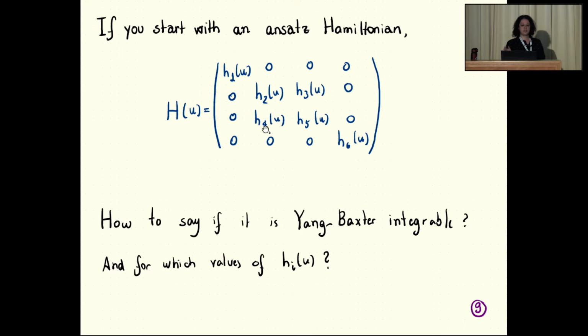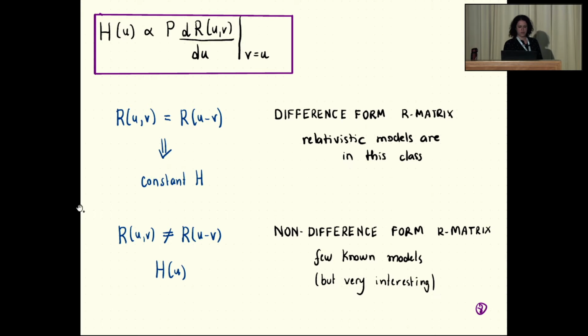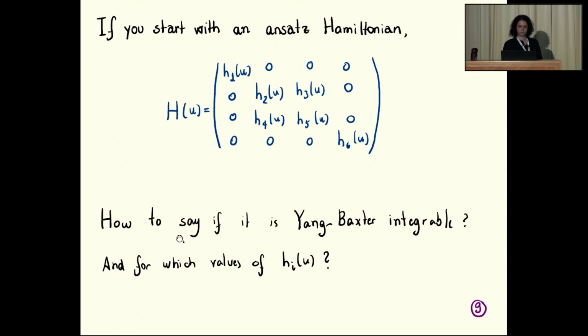Okay, so let's say we start with some ansatz Hamiltonian. I just put some 6 vertex here just to exemplify, and let's say, so for now we are saying that it's depending on u. Oh, I forgot to say, here, if the R matrix is of non-difference form, your Hamiltonian will depend on the spectral parameter, so it will not be constant anymore. So, let's say we start with some ansatz Hamiltonian, and we want to be able to say if it's Yang-Baxter integrable or not, or if you want to classify all the Hamiltonians with this ansatz that are integrable.